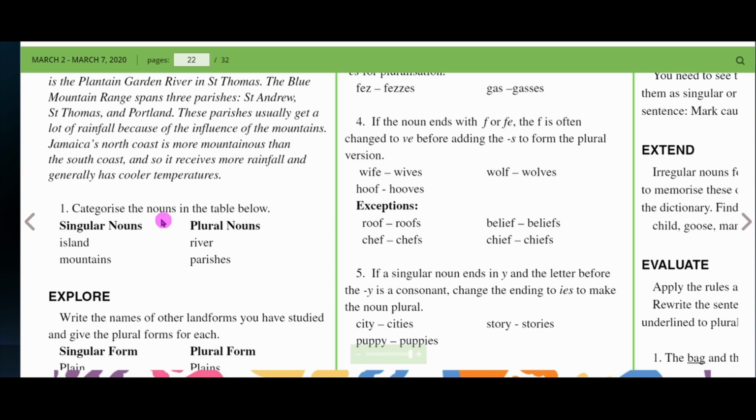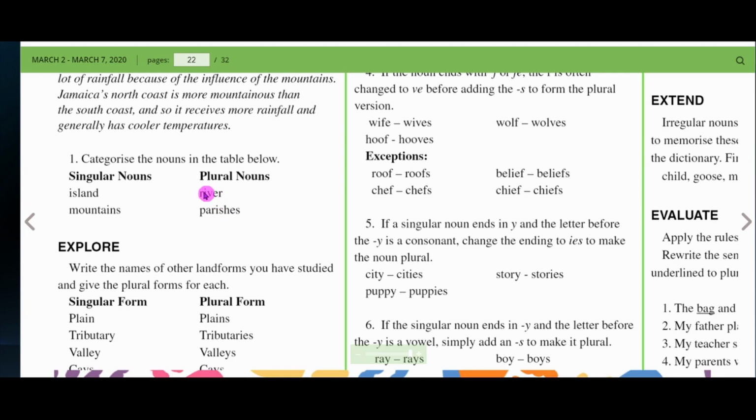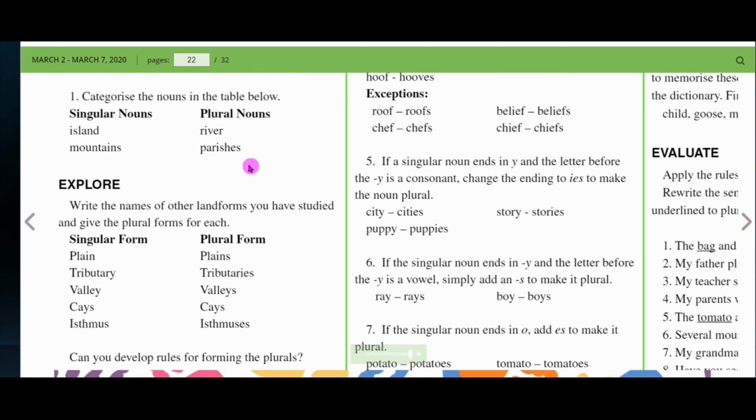Now, categorize the nouns in the table below. Singular nouns: island, mountains; plural nouns: river, parishes. So river would go on the singular noun side, island would be on the singular noun side, and we would move mountain over to the plural noun side, and parishes would stay there as well. Singular means one of, while plural means more than one of.